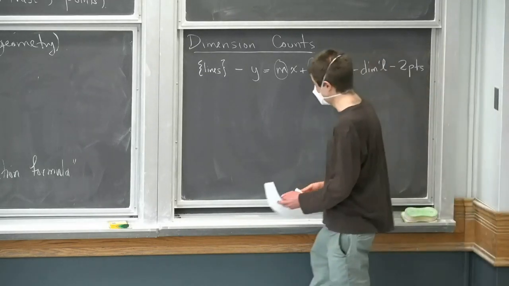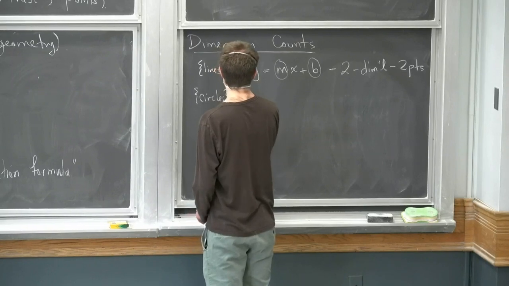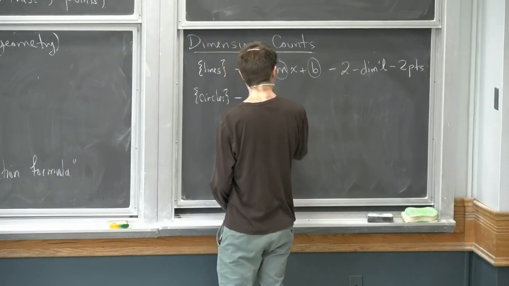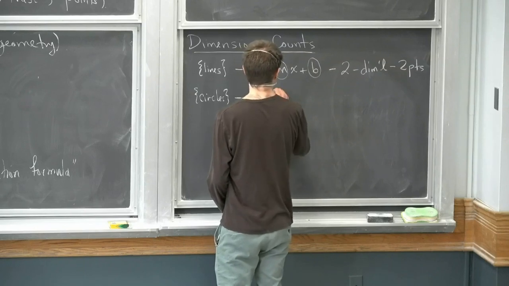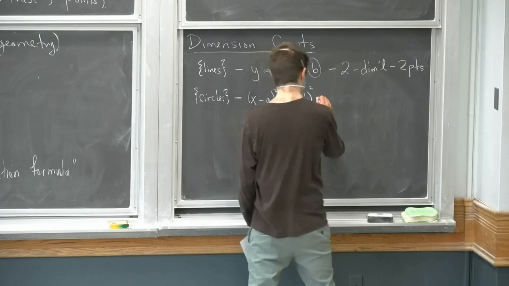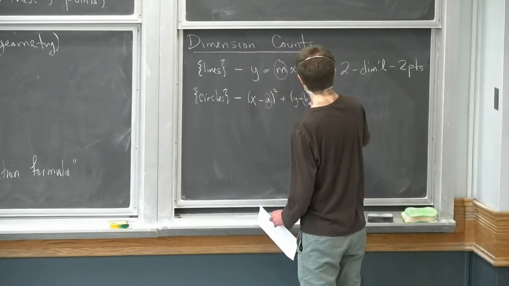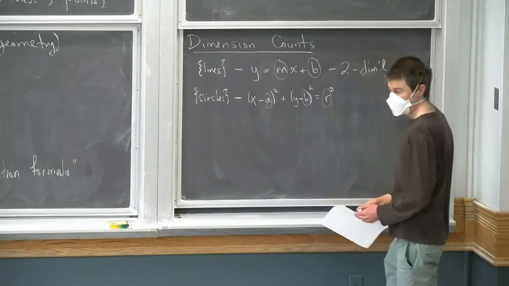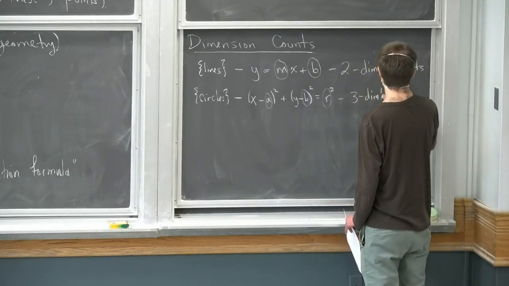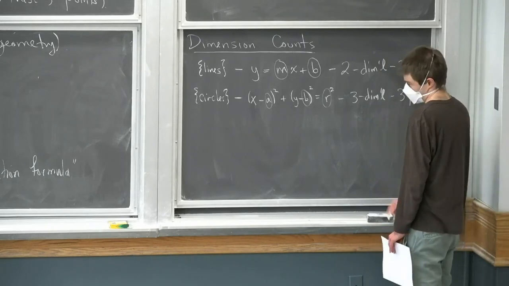Right? Similarly, if I look at circles, well, I could write that as (x minus a) squared plus (y minus b) squared equals r squared. And now you see I have to specify 3 numbers. There's a 3-dimensional family of circles, and they can pass through 3 points.